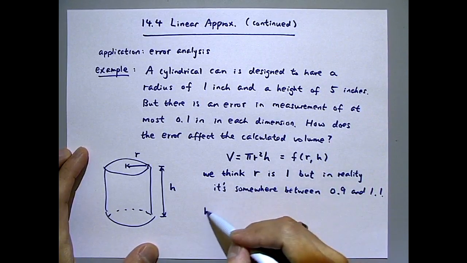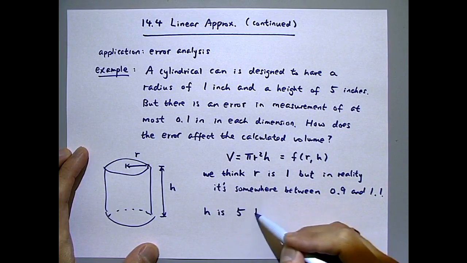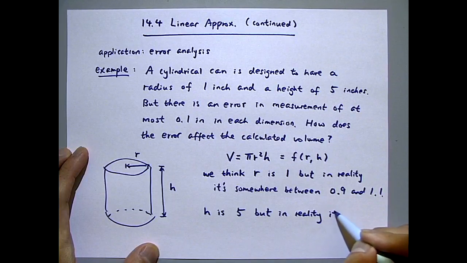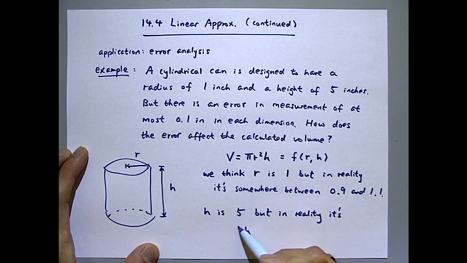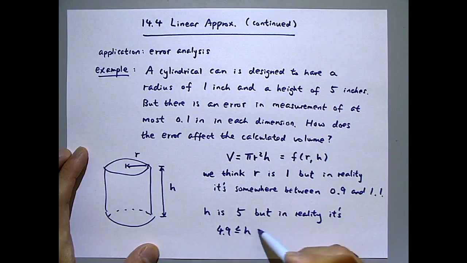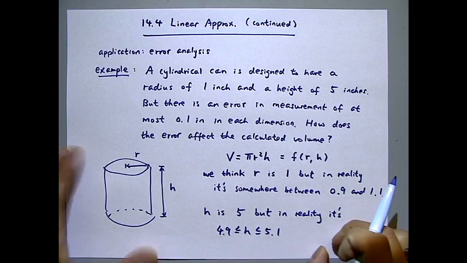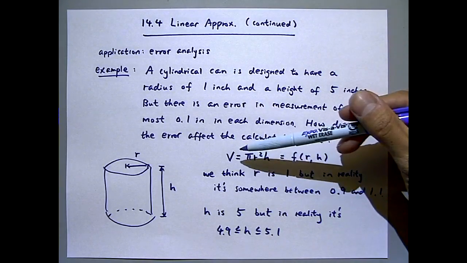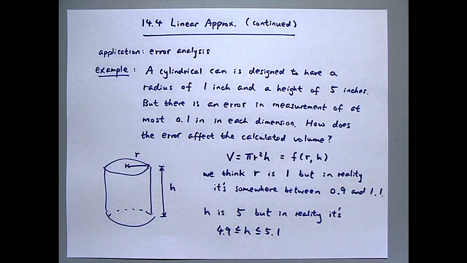Same thing here. h is 5, but in reality, it's really somewhere between 4.9 and 5.1. So you can see that we're not so sure about r, we're not so sure about h. So when we calculate the volume, we can't be sure about the volume. And we want to analyze how big that uncertainty in the volume is.